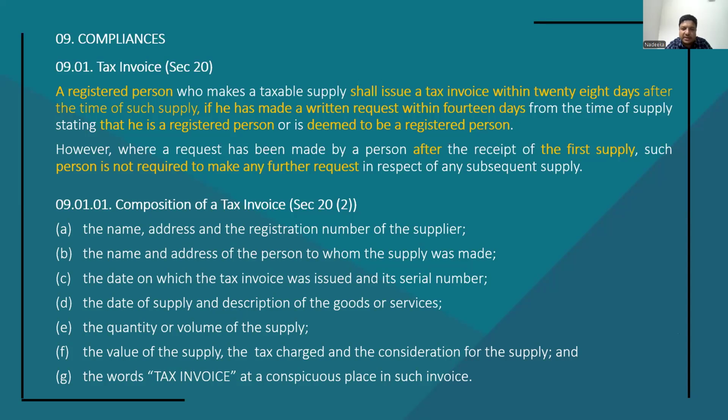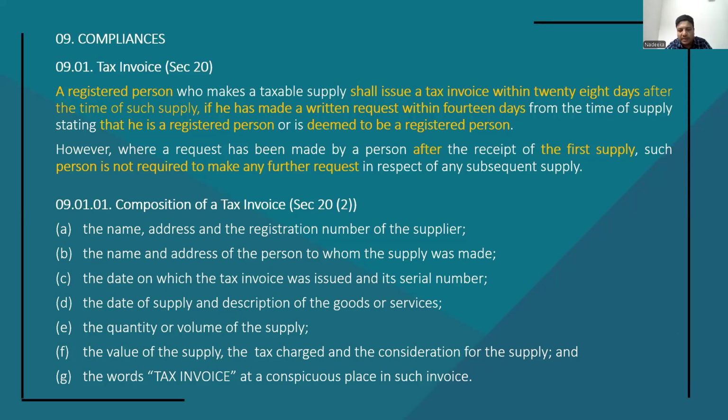Name, address, and registration number of the supplier. Your name, your address, and also your registration number. The name and address of the person to whom the supply was made. Details about your customer. The date on which the invoice was issued and its serial number. There should be a serial order and also the date of the invoice. The date of supply and description of the goods or service. Supply date and what you supply. Description of the goods or service.